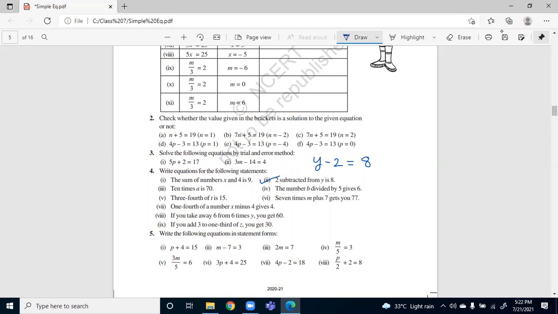Ma'am, we have not done the first part. Okay, let me do it again if you have forgotten. Sum of numbers x and 4. Sum means x plus 4. So the sum of numbers x and 4 is 9. What will be the equation for the first part? x plus 4 is equal to 9. Okay, ma'am. Please write it in your copy.